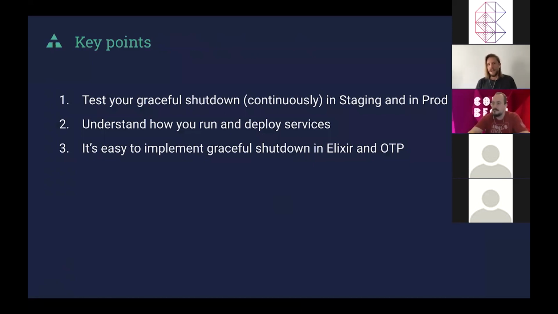We should understand how we run and deploy services. Kubernetes here was just an example. I think it's kind of common or becoming common now, but there are many different ways to run our code, and we need to understand them to be able to have very high success rates of the system. And it's actually very easy to implement graceful shutdown in Elixir and OTP. Very straightforward. The supervision trees are an awesome concept. And yeah, that's all I had.